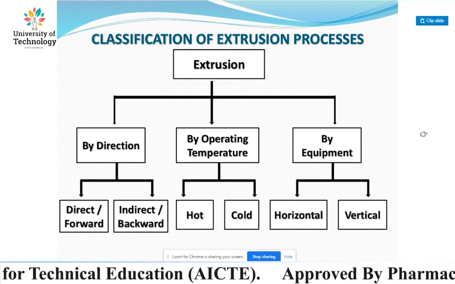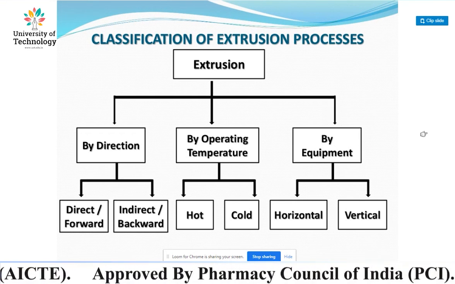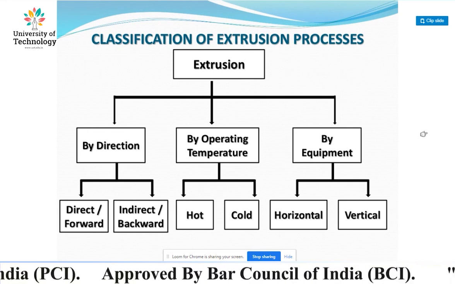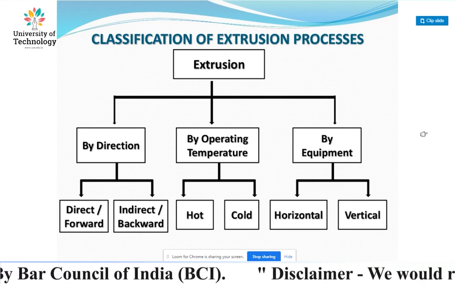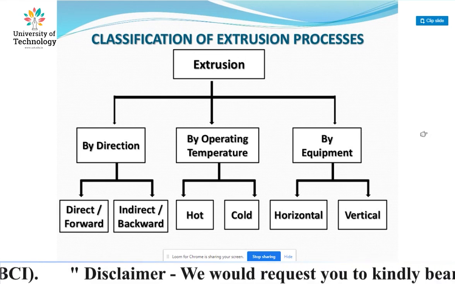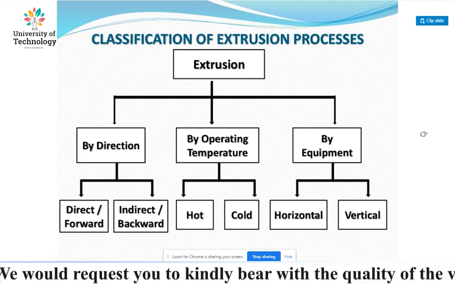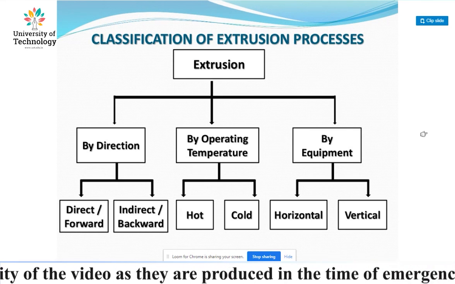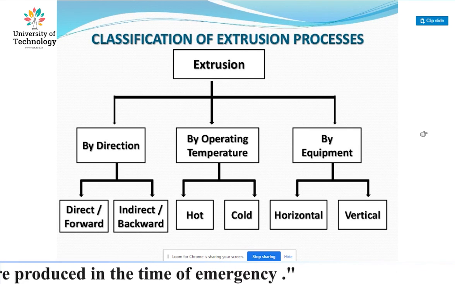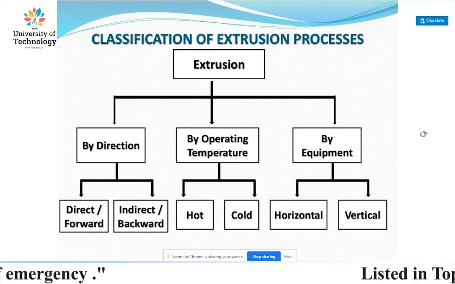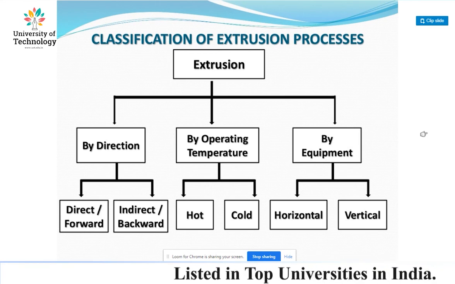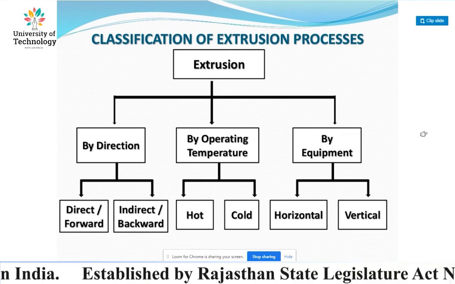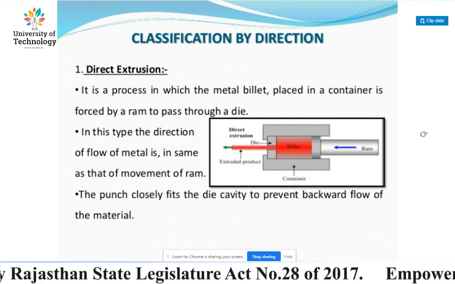Now the classification of the extrusion process. Extrusion classification is based on direction, operating temperature, and equipment. These are the three basic kinds of extrusion, and in the sub-classification, by direction it is direct (forward) or indirect (backward), by operating temperature it is hot or cold, and by equipment it is horizontal or vertical. That is the basic classification of the extrusion process.